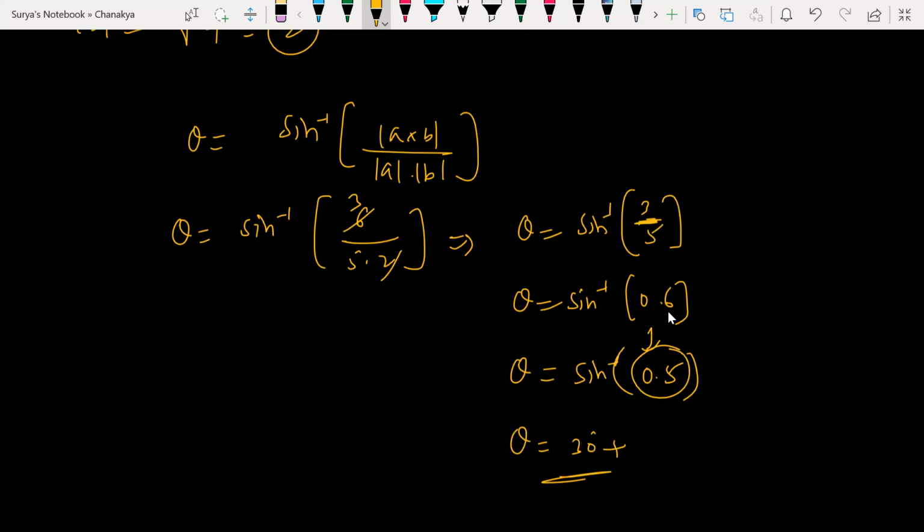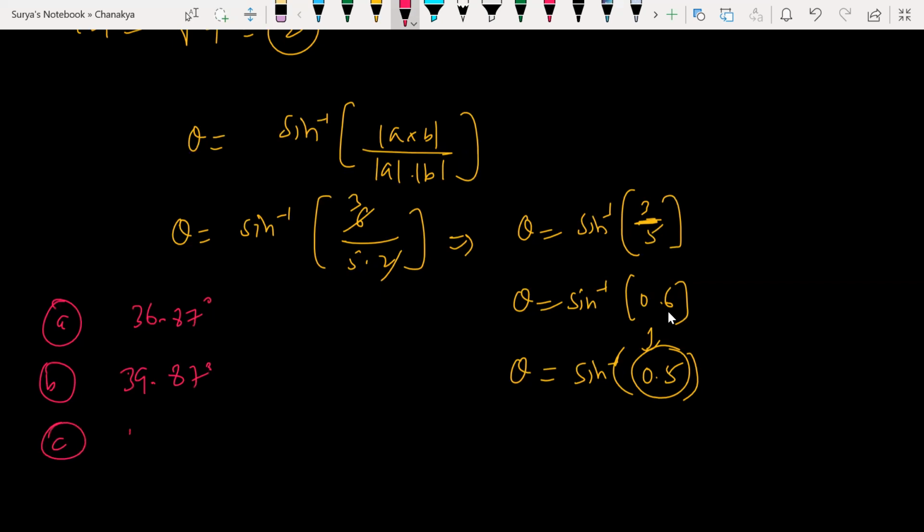Or theta should be what? 30 degrees plus. You understand my point or not? You just decide the option accordingly. Let me give the options here. Option A, 36.87 degrees. Option B, 39.87 degrees. Option C, 44.37 degrees. Option D, none.